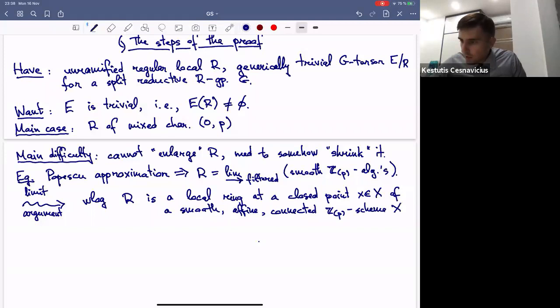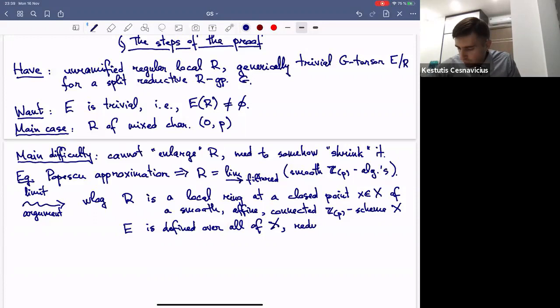All right, and E, our torsor that we wish to study, by that same limit argument begins life over this same X, so it is defined over all of X. We also know that it's generically trivial, and that also passes to the limit. We want to remember that. Of course, E is trivial over the fraction field of X.